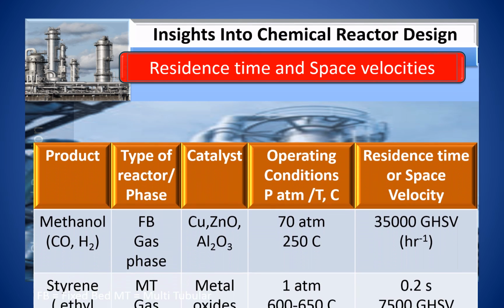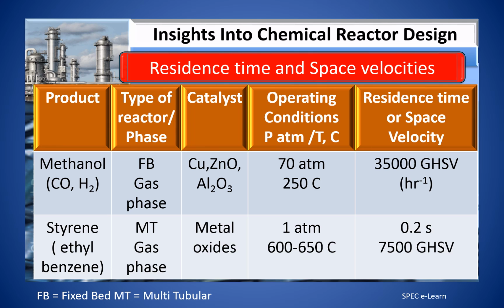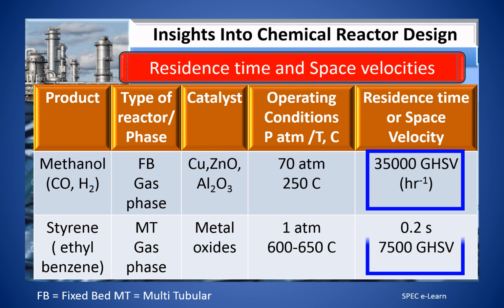Methanol production from carbon monoxide and hydrogen, fixed bed gas phase reaction using copper and zinc oxide based catalyst, GHSV 35,000. Styrene production from ethyl benzene, multi-tubular gas phase reaction using metal oxide catalyst. Residence time 0.2 seconds, GHSV 7500.